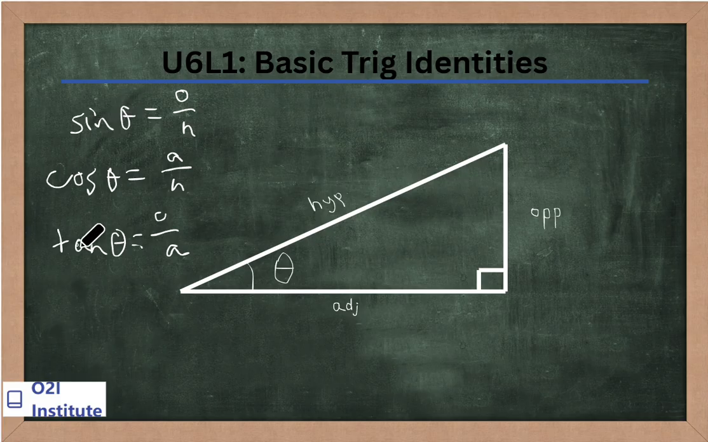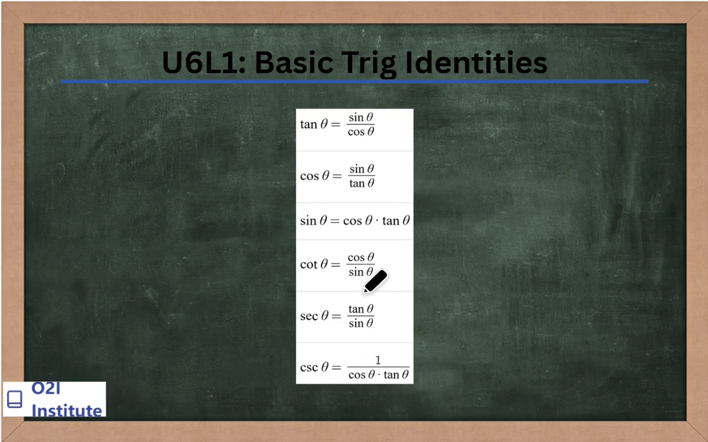Okay, so here's the list of identities, along with some uncommonly used ones, which is basically the inverse of sine, cosine, and tangent. Like we're flipping these over. They're called secant, cosecant, and cotangent, basically. As you can see, tangent is just sine over cosine. Cosine is just sine over tangent, and sine is just cosine times tangent.